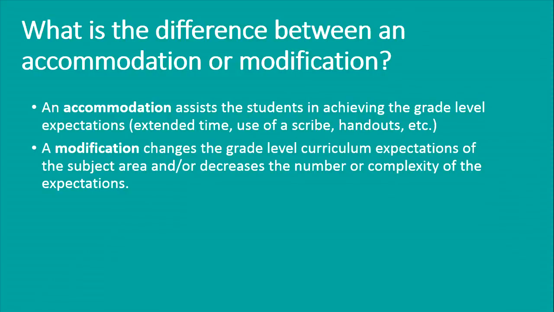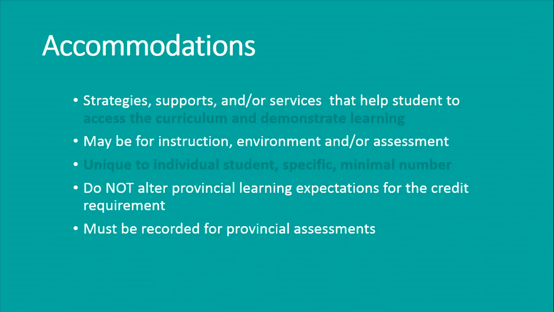When developing an IEP for a student, a decision will need to be made if curriculum will be accommodated or modified in each academic area. What is the difference between these two terms? An accommodation assists the student in achieving the grade level expectations. For example, this could mean extended time, use of a scribe, handouts of notes, etc. A modification changes the grade level curriculum expectations of the subject area and/or decreases the number or complexity of the expectations.